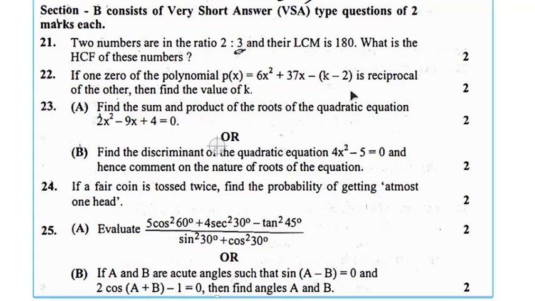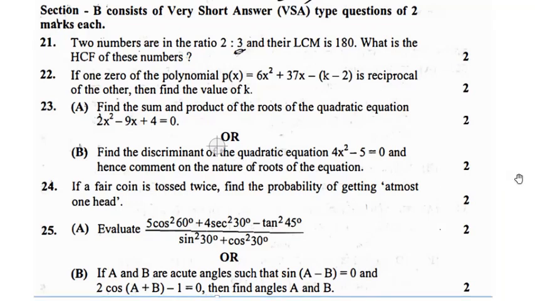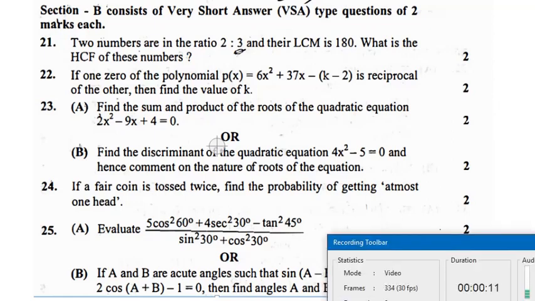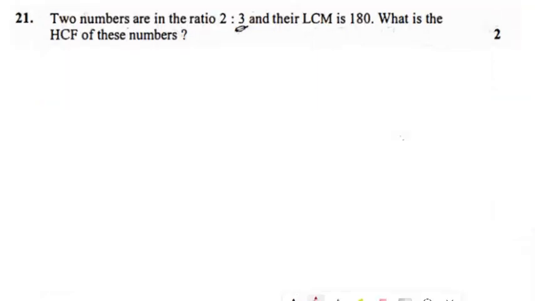This is Section B. हम देखते हैं कि सेक्शन बी में हम ऐसा क्या और कितना कर सकते हैं कि जिससे हमें कुछ मार्क्स मिल सकें। तो the question is 21. Two numbers are in the ratio 2:3. Their LCM is 180. What is the HCF of these numbers?